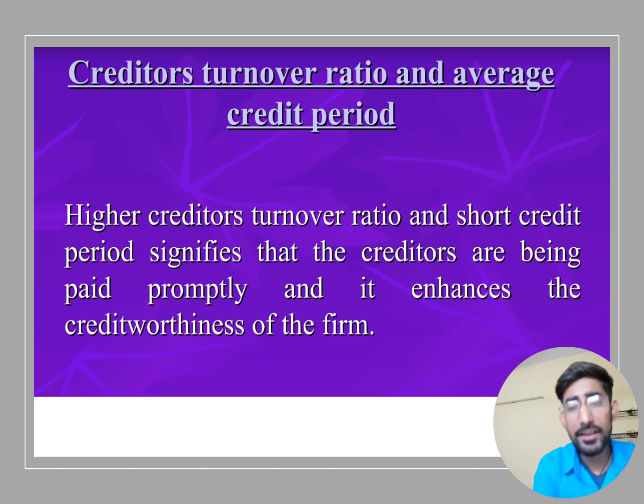So, a higher creditor turnover ratio and a short credit period signify that the creditors are being paid promptly, and it enhances the creditworthiness of the firm. That means if your creditor turnover ratio is higher and you have a shorter average credit period, your creditworthiness is better. That means if in the near future you ask your supplier to give goods on credit, they'll easily give you. Okay, I hope it is clear.